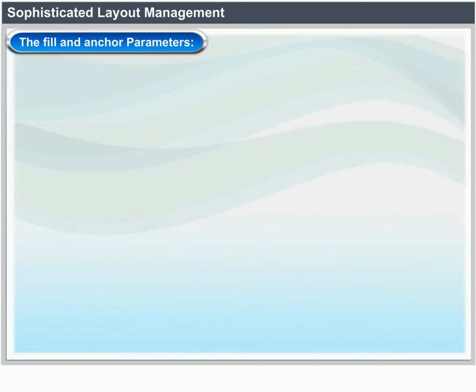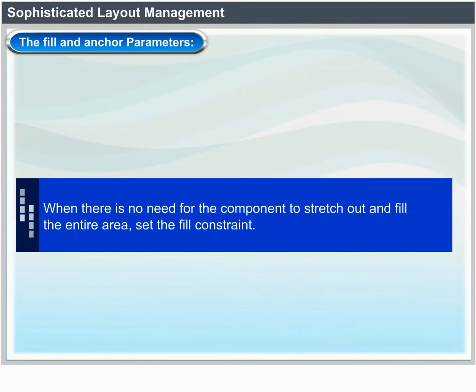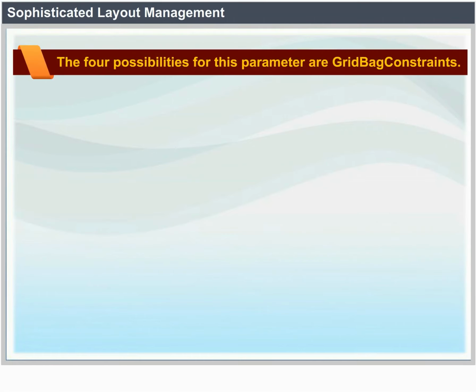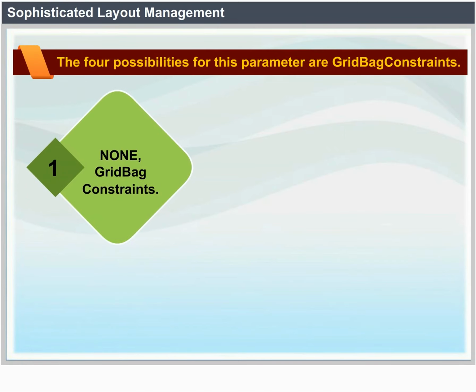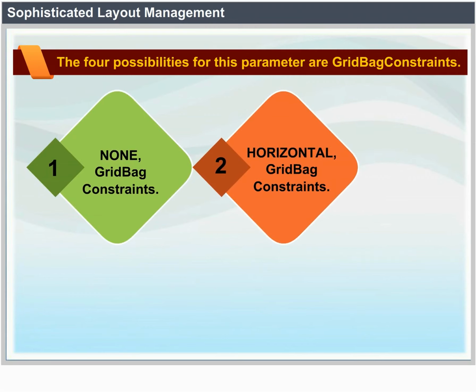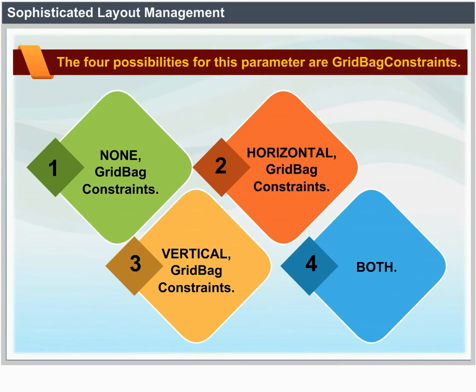The fill and anchor parameters. When there is no need for the component to stretch out and fill the entire area, set the fill constraint. The four possibilities for this parameter are GridBagConstraints.NONE, GridBagConstraints.HORIZONTAL, GridBagConstraints.VERTICAL, and GridBagConstraints.BOTH.